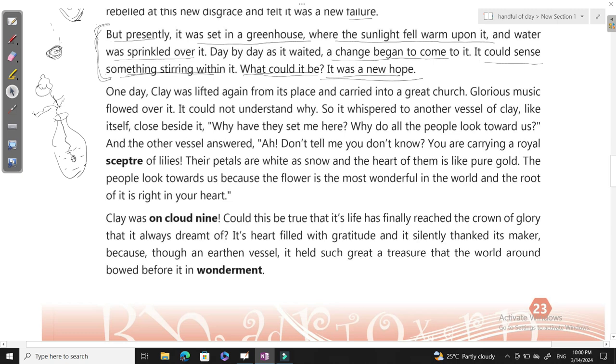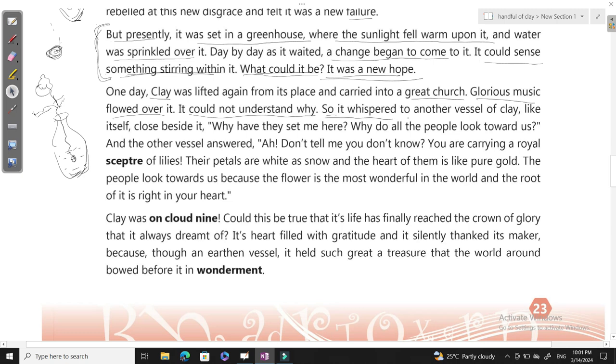And then one day the clay was lifted again from its place. Here clay means the pot, okay. It was carried into a great church. Glorious music flowered over it. As it was being carried, glorious music was being played for it, and flowers were showered over it. It could not understand why. It was surprised to see why it was being honored so much.